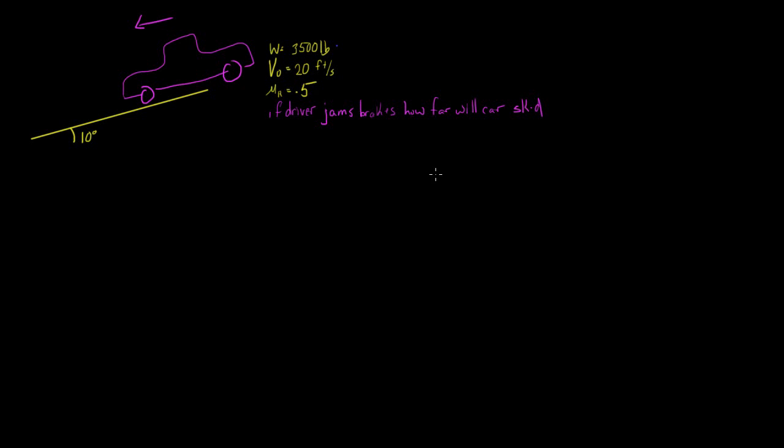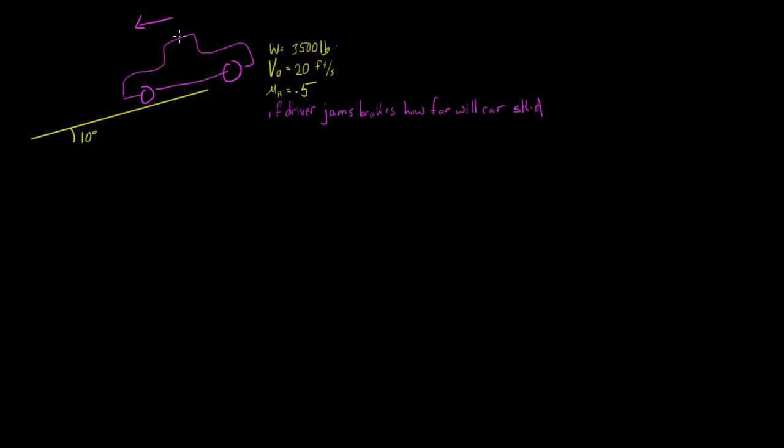In this problem, we have this automobile, which is on this 10-degree incline. We're given the weight of the automobile is 3,500 pounds. We're told that the initial velocity this automobile is traveling at is 20 feet per second, and the coefficient of kinetic friction between the ground and the wheel is 0.5. So we're interested in figuring out how far will this car skid if the driver jams on the brakes.